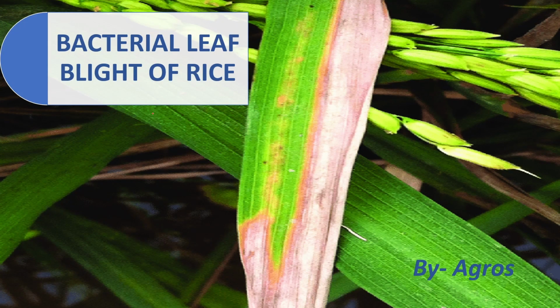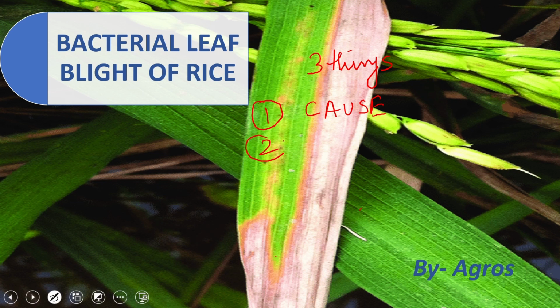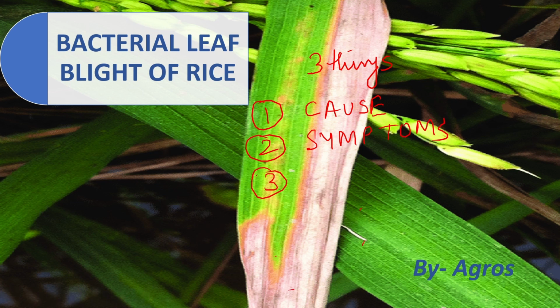When we study diseases, we need to learn about three things. The first thing that we must see is the cause. The second thing is the symptoms of the disease. And the third thing that we must see is its control or management.